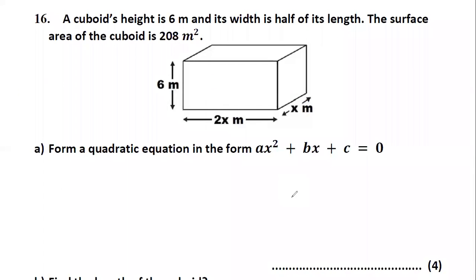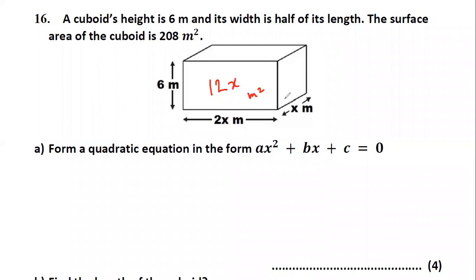All right, moving to the next question. Here's a cuboid, and we've been told that its surface area is 208 meters squared. We need to form a quadratic equation in the form of ax squared plus bx plus c equals 0. And so we start working out the area of each face. Front face, height is 6 and length is 2x. 6 times 2x would be 12x meters squared.